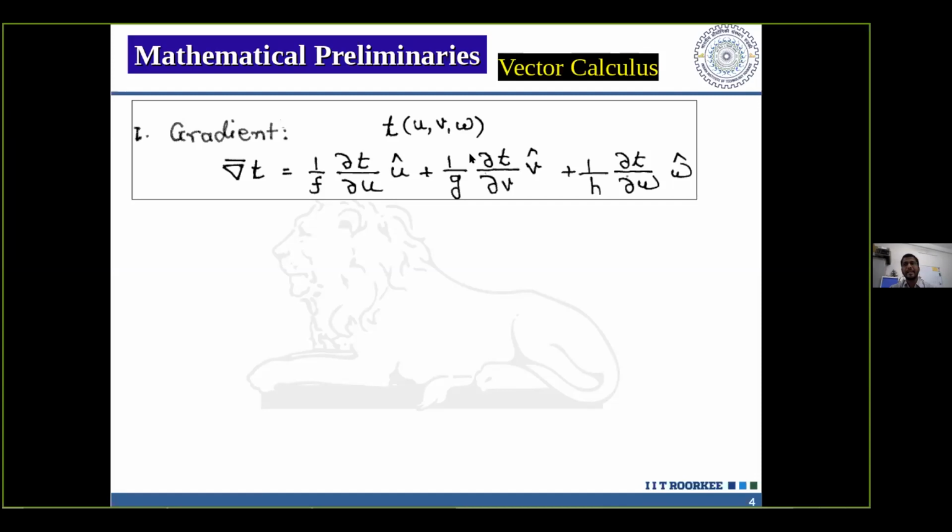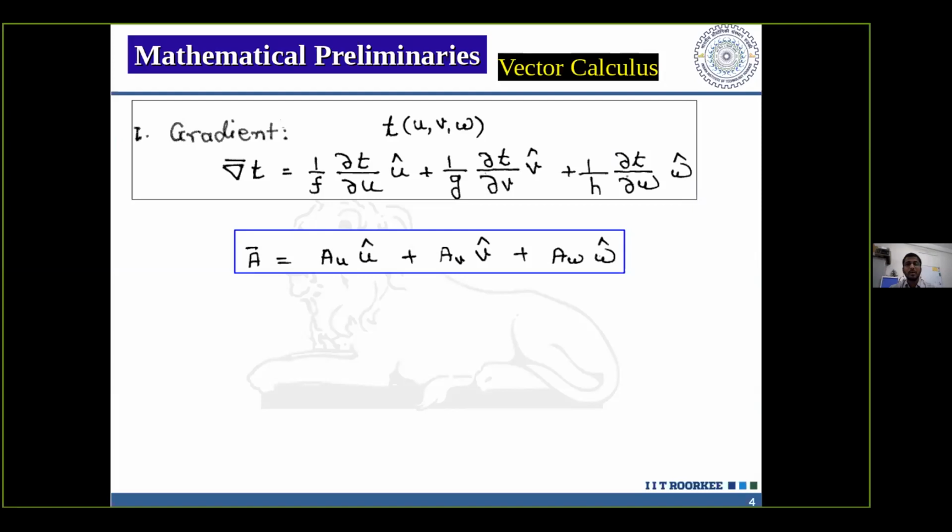When I say any, I'm referring to spherical, cylindrical, and our Cartesian coordinate system. So that is for gradient. What about divergence and curl? For that, I have to consider a general vector, which I'm taking as A bar, and then divergence can be written in this way.